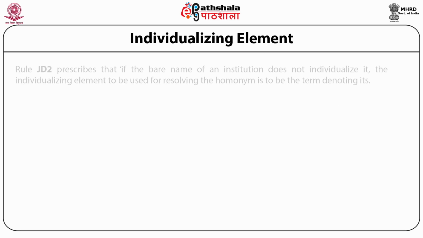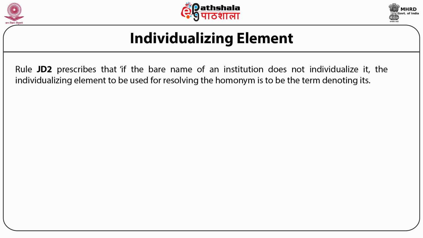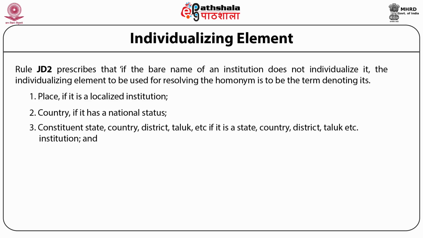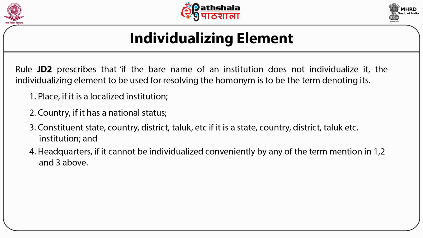Individualizing element. Rule JD2 prescribes that if the bare name of an institution does not individualize it, the individualizing element to be used for resolving the homonym is to be the term denoting its place if it is a localized institution, country if it has a national status, constituent state, country, district, taluk, etc. if it is a state, country, district, taluk, etc. institution, and headquarters if it cannot be individualized conveniently by any of the terms mentioned in 1, 2, 3 above.